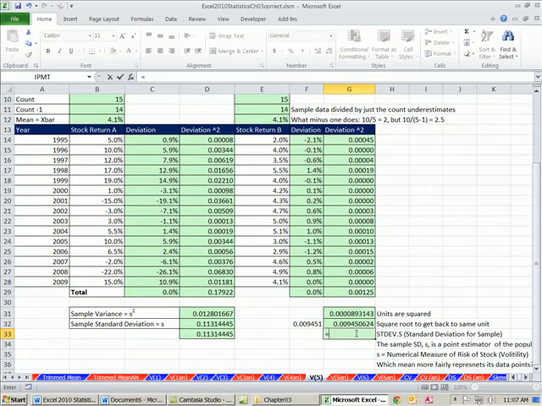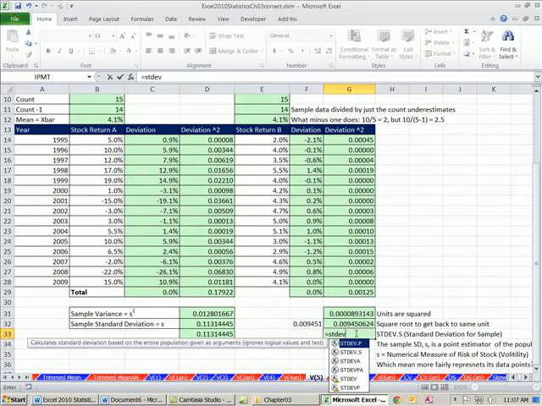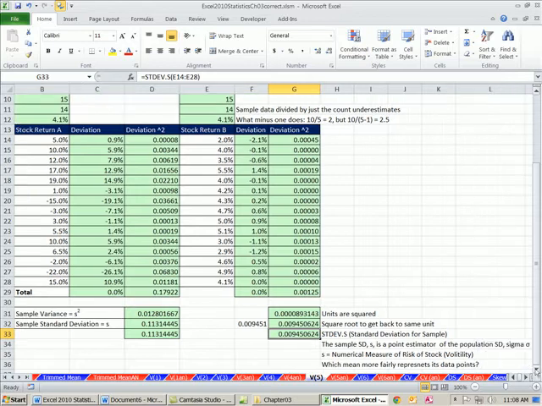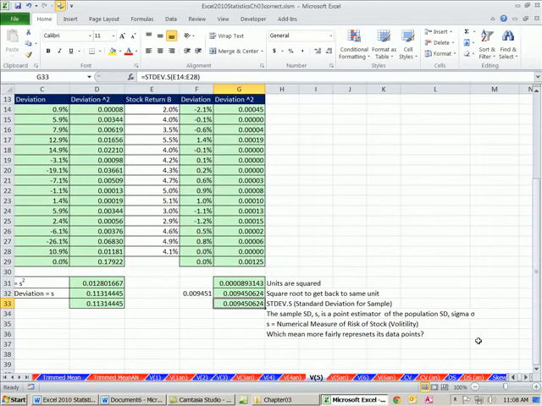Now I'm going to do the same thing over here, STDEV.S. Pretty awesome. Now we definitely want to do all the math because it helps reveal the meaning and how it works. But once you get the hang of it, it's a lot easier to use STDEV.S. Now, the sample standard deviation, these two, is a point estimator for the population SD. And we'll do more with that later.